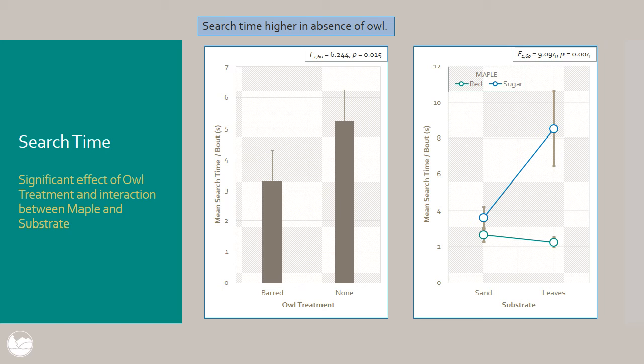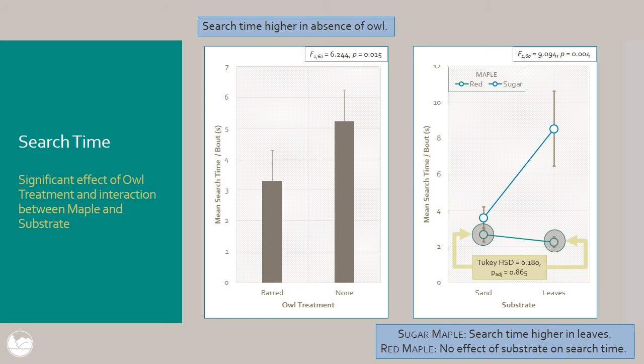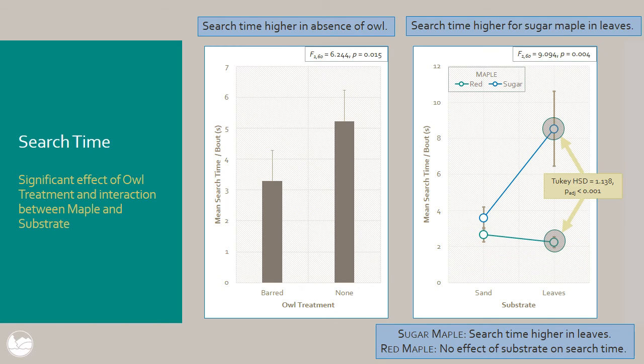There was an interaction between the maple seeds and the substrate. So for sugar maple, the search time was higher in the leaves than it was for red maple, or than it was in the sand. And for red maple, there was no effect of substrate at all on search time. And if you look within the leaf trials, the search time for sugar maple was also higher in the leaves.